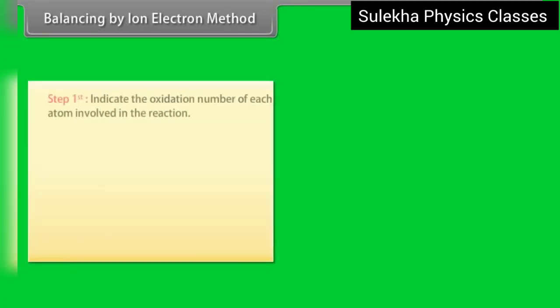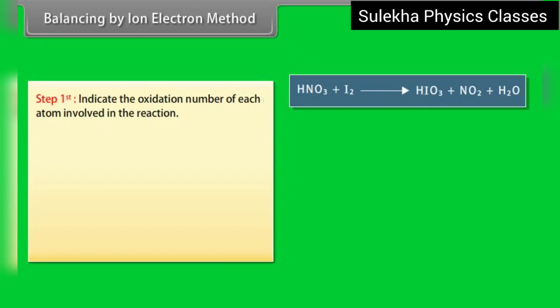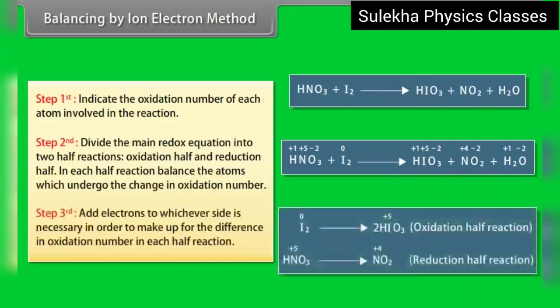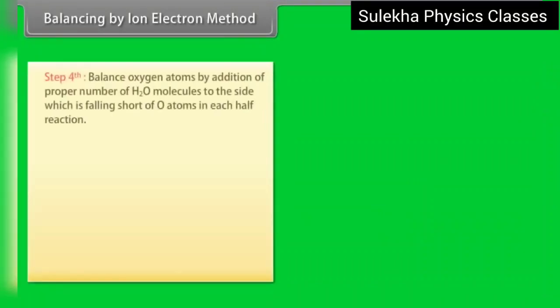Balancing by ion electron method. Step first. Indicate the oxidation number of each atom involved in the reaction. Step second. Divide the main redox equation into two half reactions, oxidation half and reduction half. In each half reaction, balance the atoms which undergo the change in oxidation number. Step third. Add electrons to whichever side is necessary in order to make up for the difference in oxidation number in each half reaction. Step fourth.